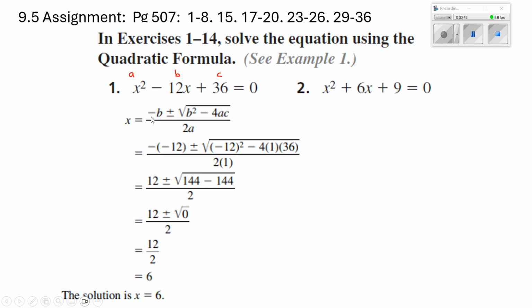You write out your quadratic formula: negative b plus or minus the square root of b squared minus 4 times a times c, divided by 2a. That's a lot to remember, but you'll start getting the hang of it.